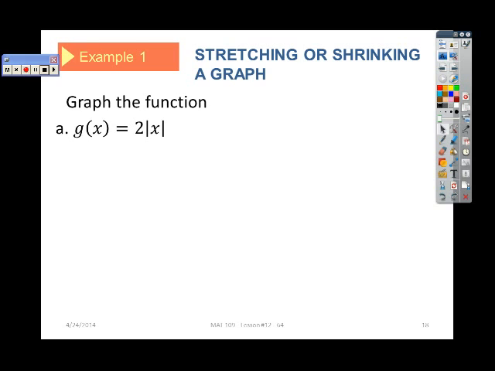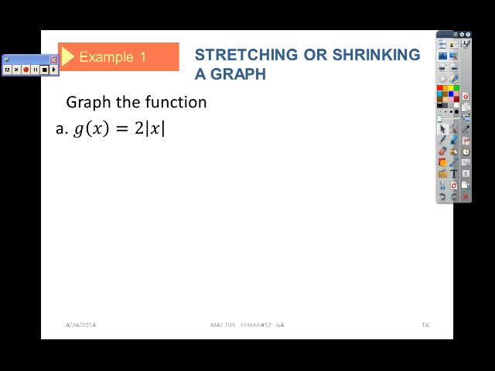The things I want to look at today are continuing with characteristics of functions, and we're going to start looking at what happens if we take one of those basic ones and start modifying it in some ways.